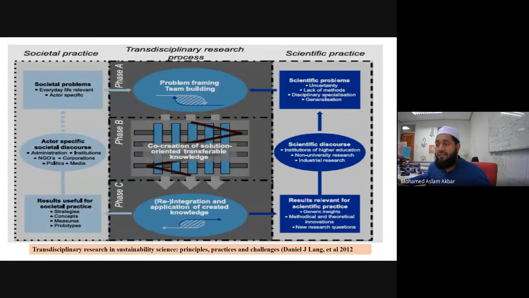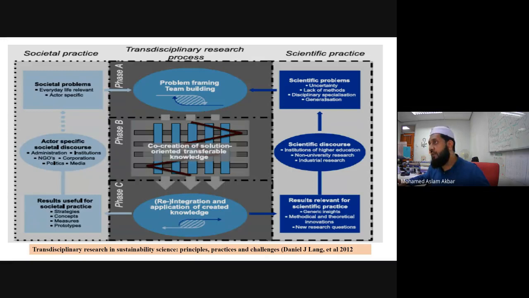We are working together with other fields, with other disciplines, and bringing the application of created knowledge, because we have created knowledge in phase B. And in phase C, with the integration, we are bringing the application of the created knowledge. As you can see in your social practice, and also in your scientific practice, in social practice you have societal problems, you have actor-specific societal discourse, you have results useful for societal practice, like strategies, concepts, measures, and prototypes.